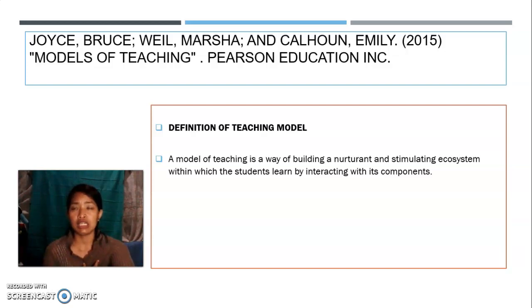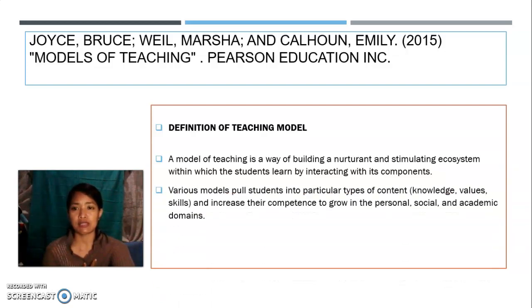So the educators provide the student with a rich learning environment to support the students in the teaching and learning process. And then various models pull students into particular types of content such as knowledge, values, and skills. So it's not only about loading up the student with cognitive values, but also giving the student combinations of knowledge, values, and skills, and increasing their competency to grow in the personal, social, and academic domains. So it's really a balance of cognitive, affective, and psychomotor aspects.